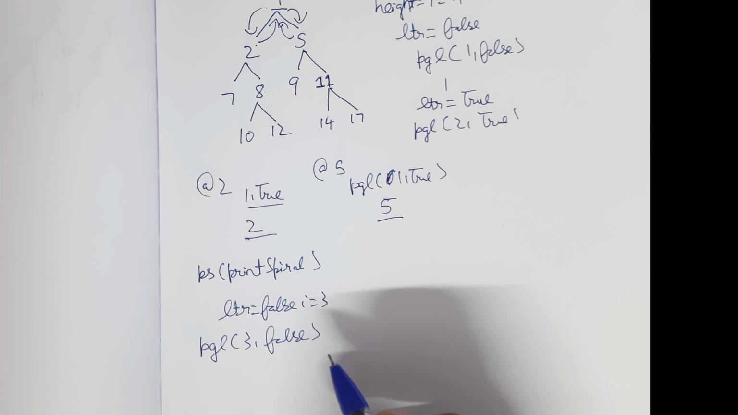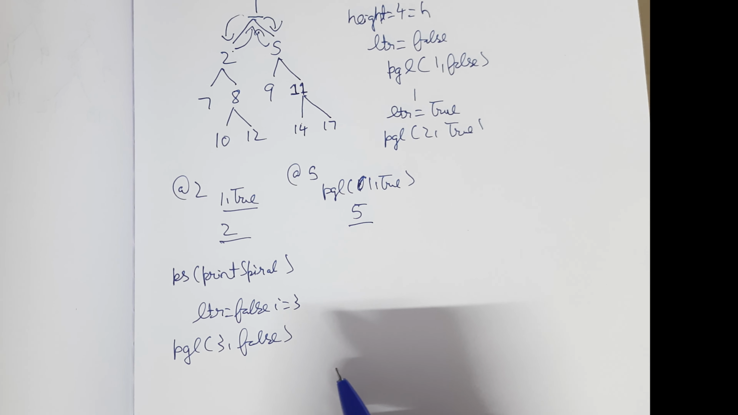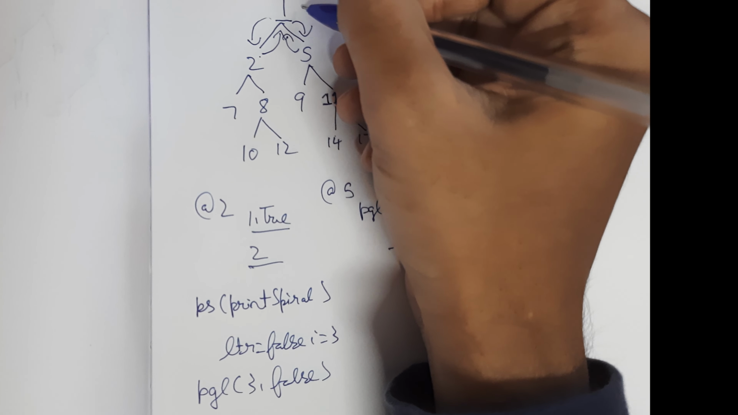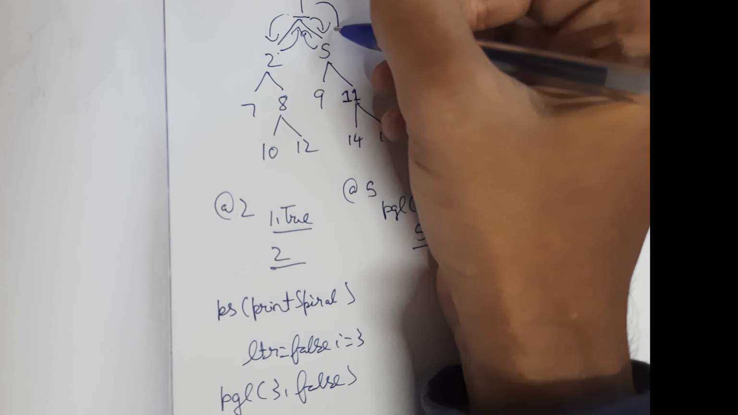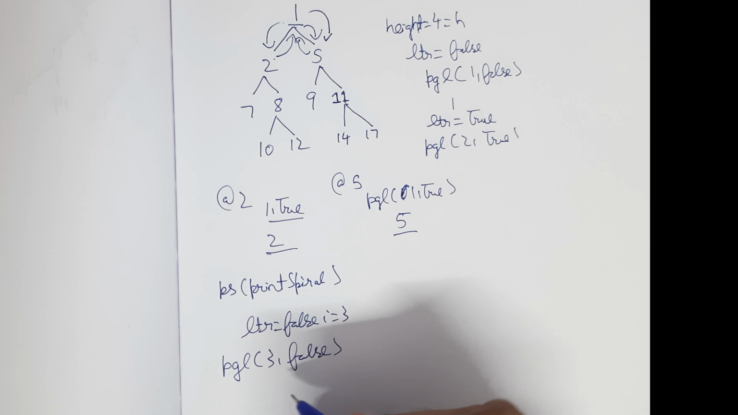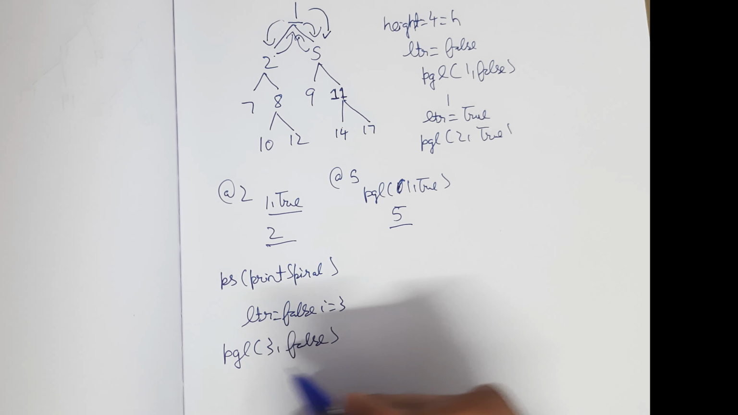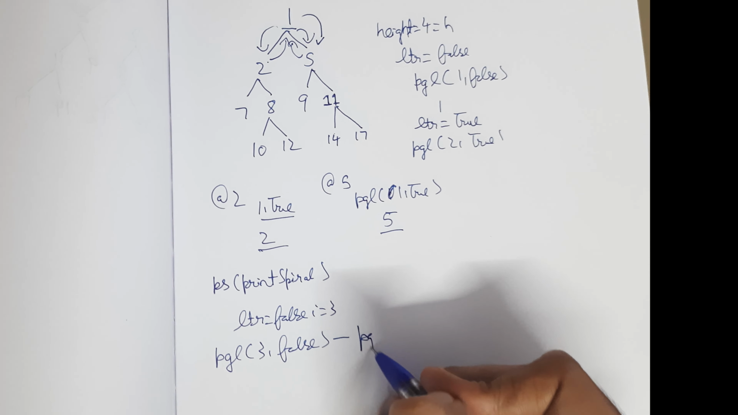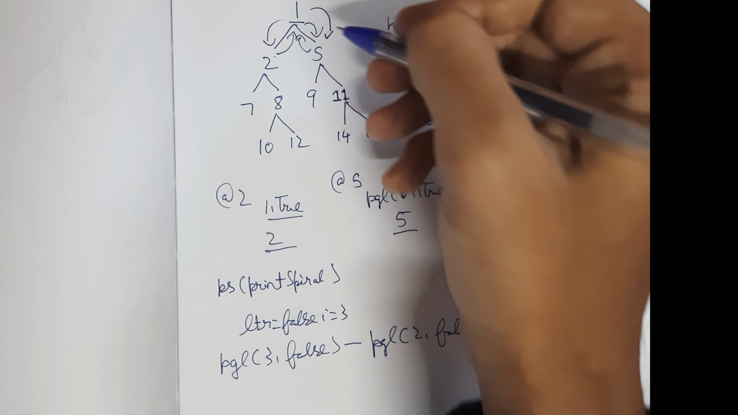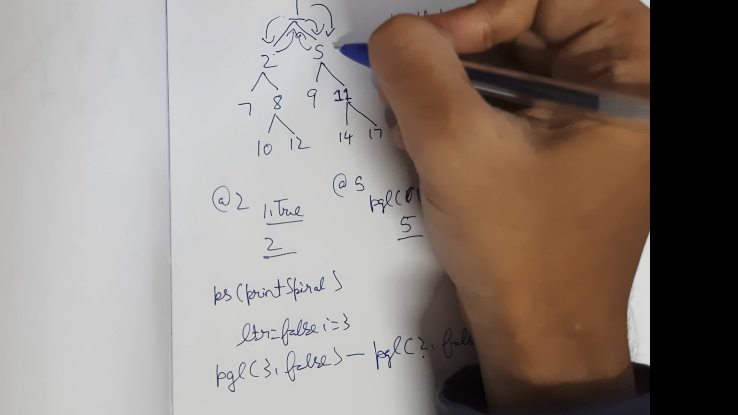So the traversal starts from the right hand side of the binary tree. So we now have the traversal as follows. The binary tree starts from 1 to 5 and the value is now reduced by 1. So we have PGL of 3 comma false becomes PGL of 2 comma false, and at this point of time we are at node 5 here.